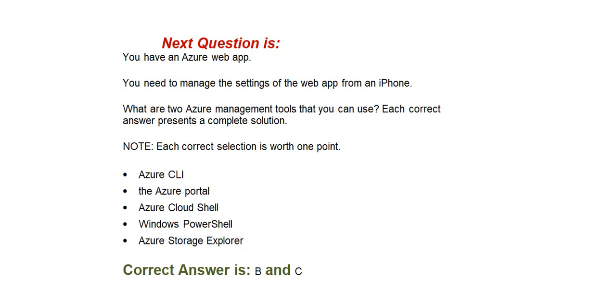Next question is, you have an Azure web app. You need to manage the settings of the web app from an iPhone. What are two Azure management tools that you can use? Each correct answer presents a complete solution. Option A, Azure CLI. Option B, the Azure portal. Option C, Azure Cloud Shell. Option D, Windows PowerShell. Option E, Azure Storage Explorer. Correct answer is option B and option C, the Azure portal and Azure Cloud Shell.